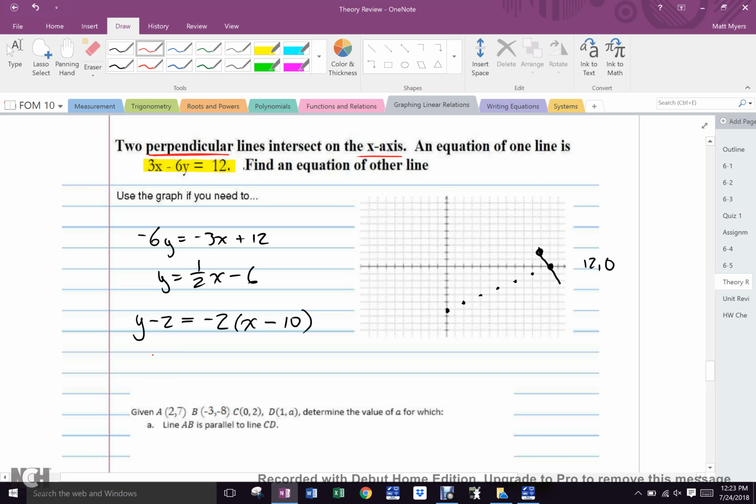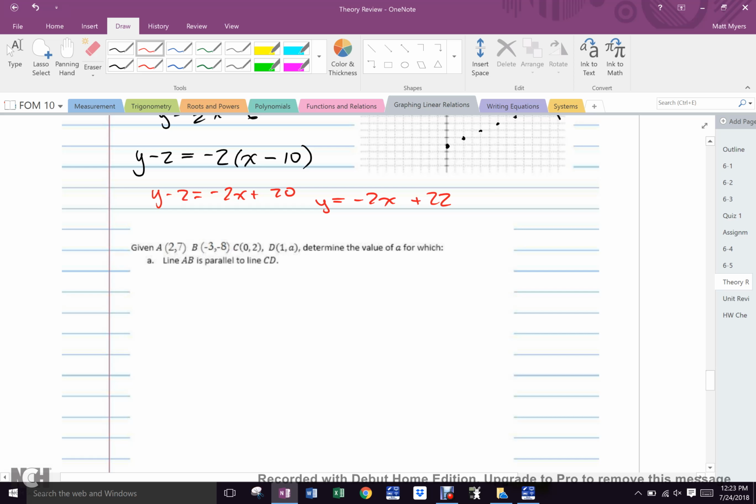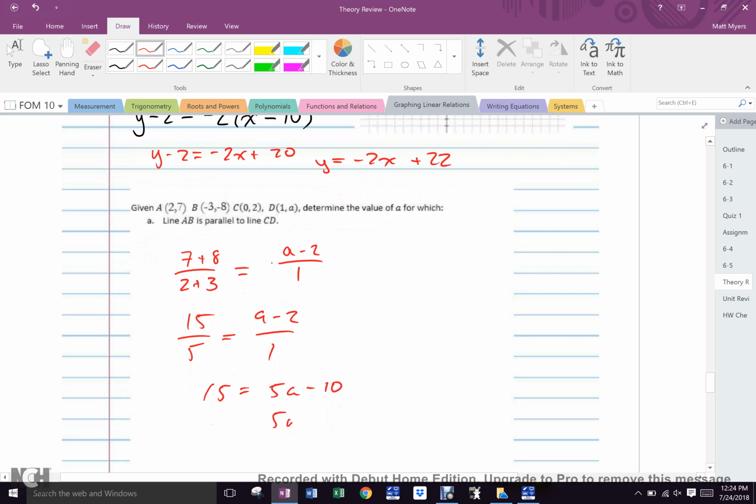Of course, you may have y minus 2 equals negative 2x plus 20, y equals negative 2x plus 22. You might have that, or something like that. If these are parallel, then AB, which is 7 plus 8 over 2 plus 3, must equal CD, which is 2 minus 1. Oh, I don't want to do it that way. I want to do A minus 2 over 1, which is 15 over 5, has to equal A minus 2 over 1. 15 has to equal 5A minus 10. So 5A has to equal 25, so A would equal 5.